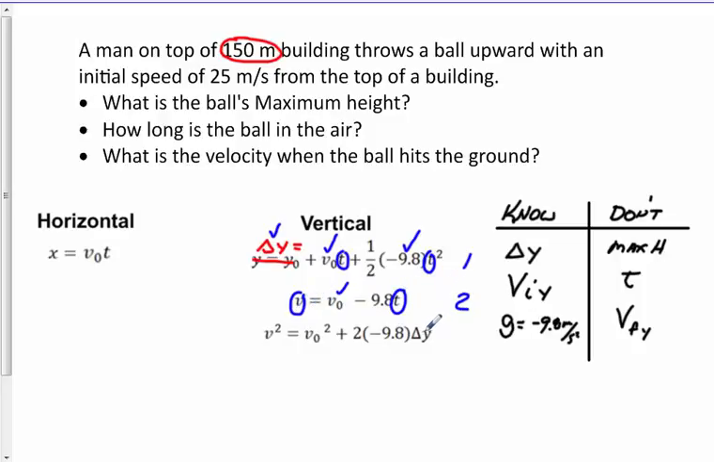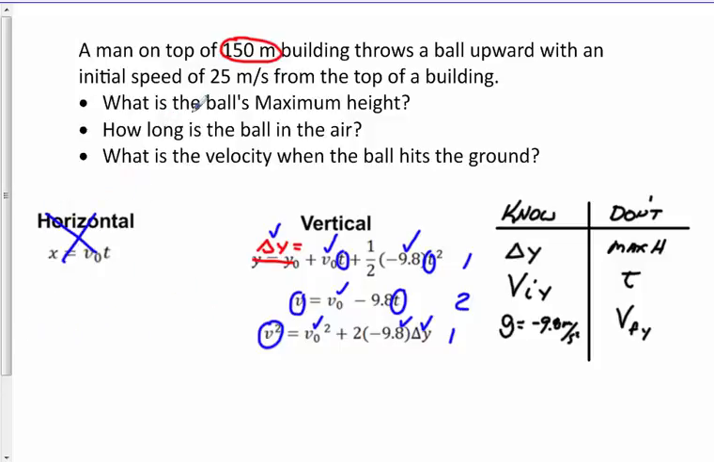I come to this bottom one. Do I know delta y? Yes. Do I know my acceleration? Yes. Do I know my initial velocity? Yes. Do I know my final velocity at any point in time? No. How many unknowns do I have? One. Now we're going to ignore the horizontal because this ball is only being thrown vertically, so we can ignore this right now.